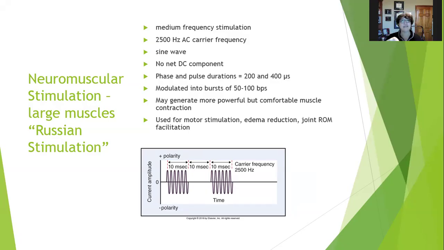Some people say, and this again hasn't been proven in a randomized controlled trial, but it may generate a more powerful but comfortable muscle contraction. It's used for motor stimulation, edema reduction, and joint range of motion facilitation. Everybody's different in how they feel these, because we're all different, right? Some people feel like Russian is more bitey, and the pulse current applications are smoother. Try them both and see what you think.